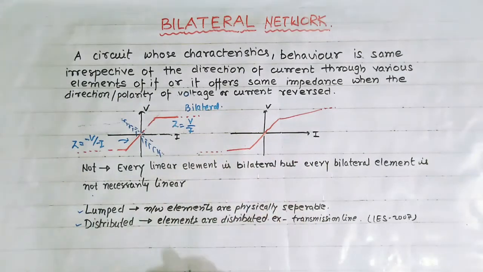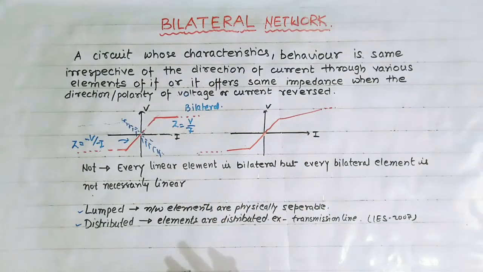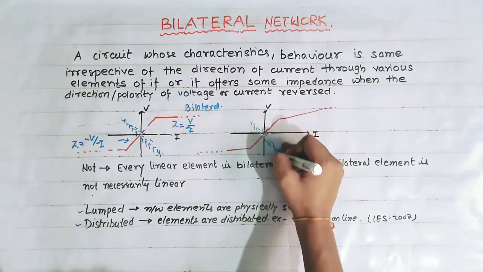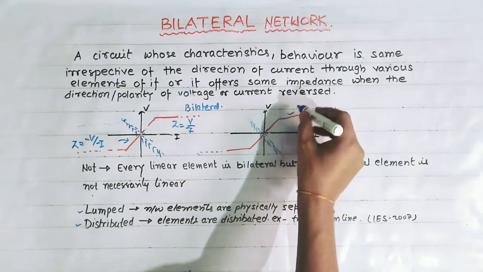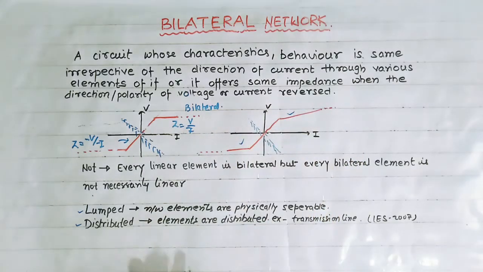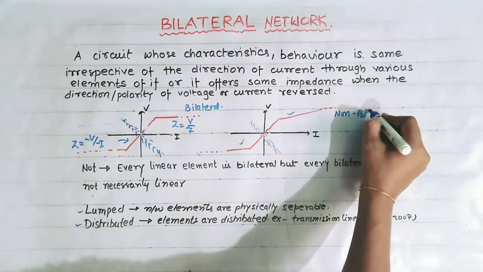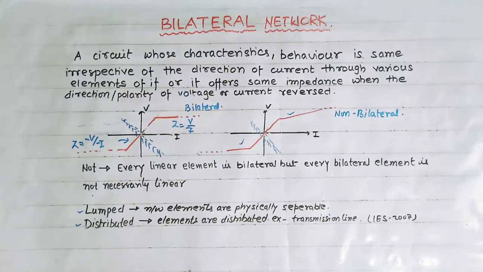Now see this characteristic. Again, we have to identify whether this characteristic is for a bilateral network or not. In this case also we will draw a mirror here. We can clearly see that these two portions of the characteristic are not mirror images. That's why it is non-bilateral. I hope you understand the concept of a bilateral element.